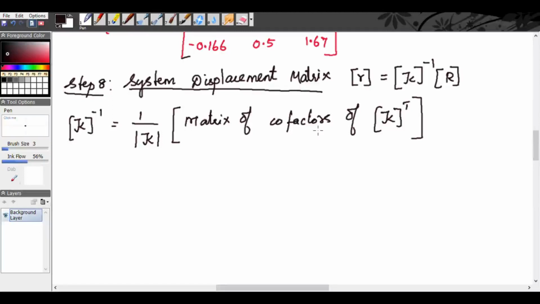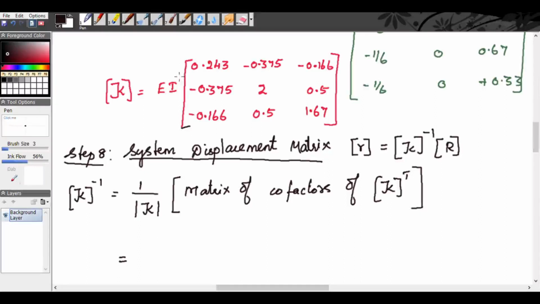So I will just explain this for this problem. How will you get K inverse for this problem? See, we have here 1 by EI, right? We have EI, so I am writing 1 by EI.